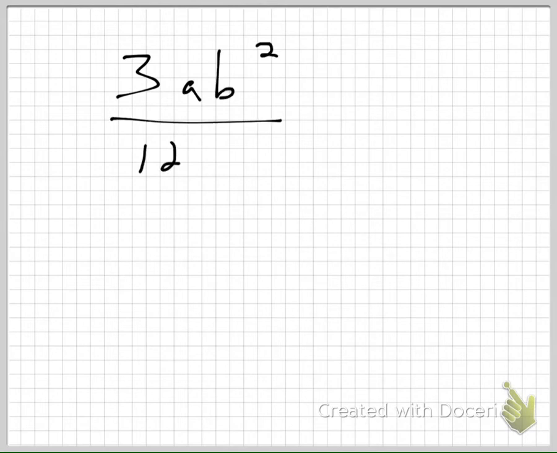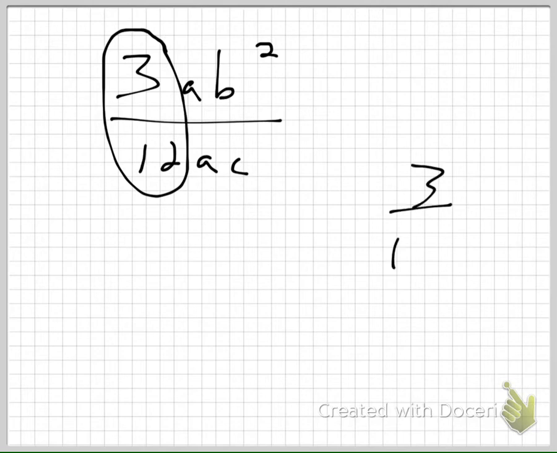Okay, let me give you another one. I'll give you a more difficult one. 3ab squared over 12ac. I'll do this one for you again. You're watching. First of all, I have numbers here. Can I reduce the numbers 3 and 12? If I have 3/12, can I reduce that? Yes, of course. What is 3 over 12? 1/4. So we're going to put that down here. 1/4. They're done.